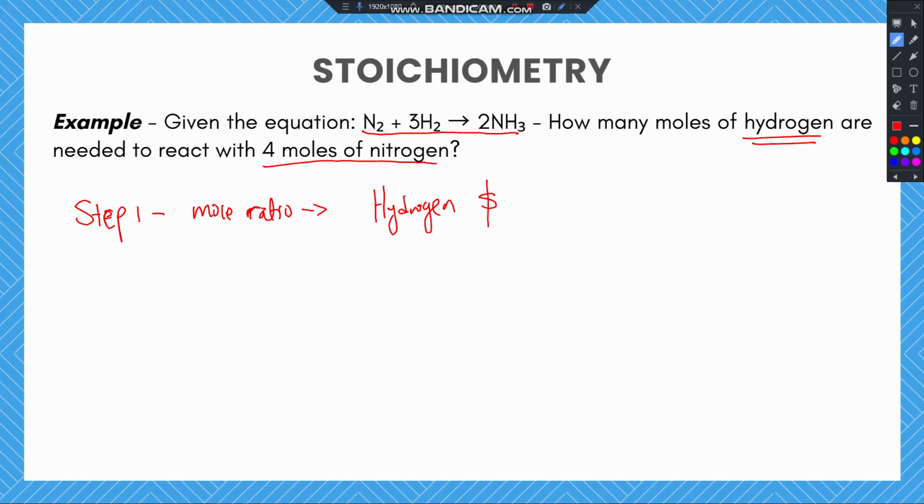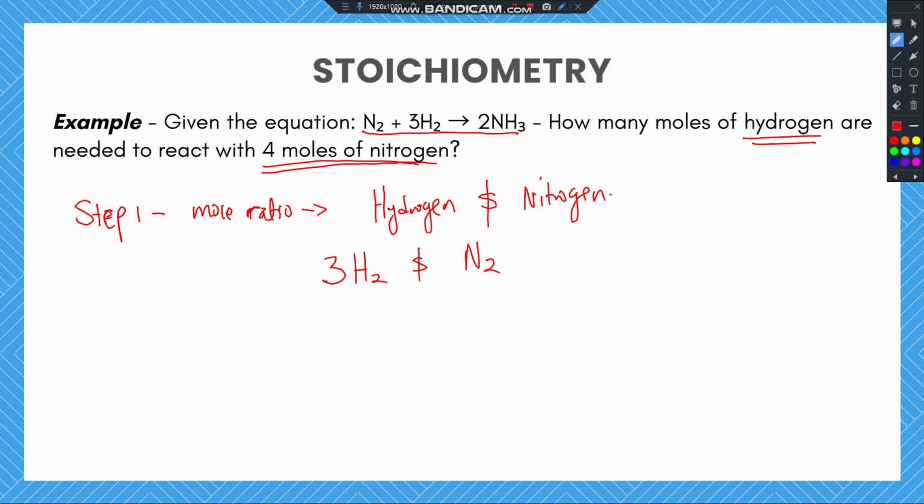And are needed to react with 4 moles of nitrogen. So we're talking about hydrogen and nitrogen. And from the equation, let's extract them now. Hydrogen is 3H2 and then nitrogen is N2. You can see how we have extracted them.